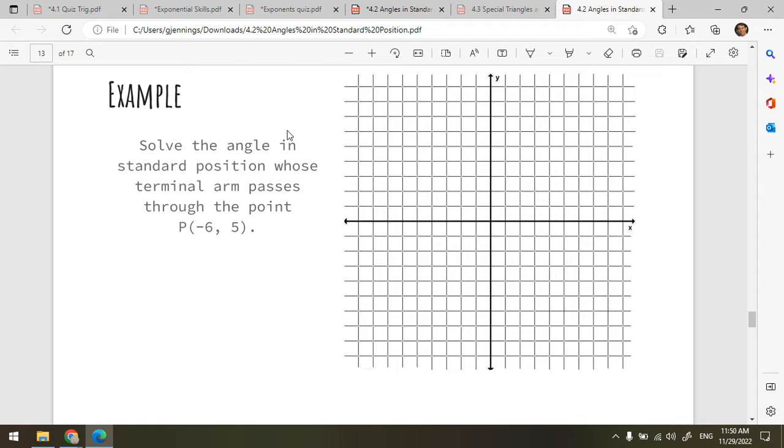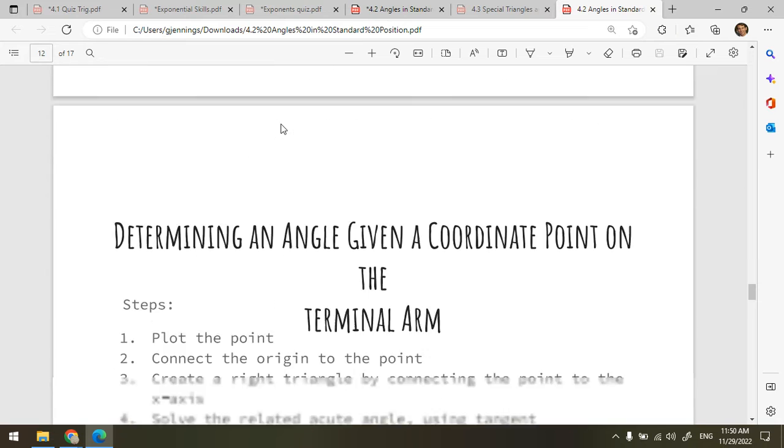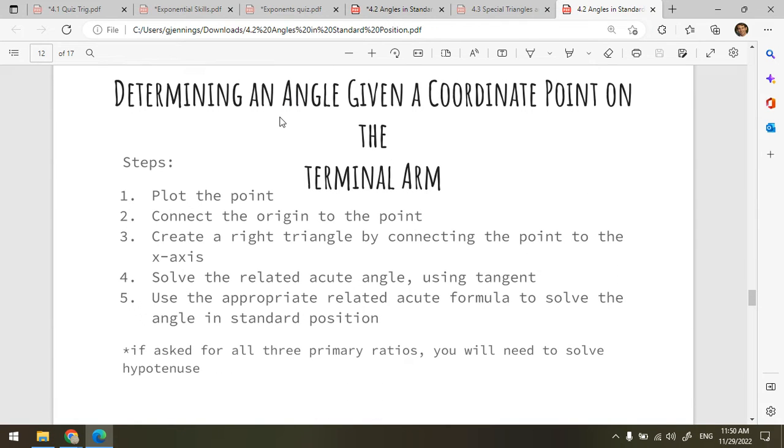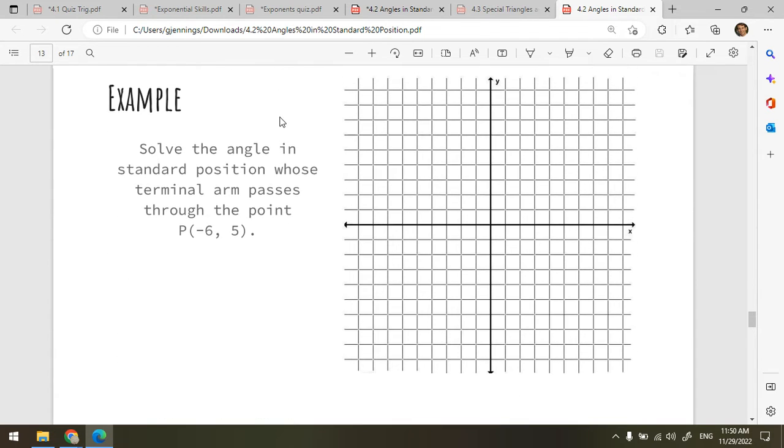We are going to continue with angles in standard position, and we're going to determine an angle given a point. One thing that we're going to notice as we investigate these angles that are obtuse or reflex, meaning they're bigger than 90 degrees, is that we're no longer going to have a clear opposite and adjacent. We're going to have to expand our thinking outside of triangles and think a little bit more about x and y points. So let's take a look at this example.